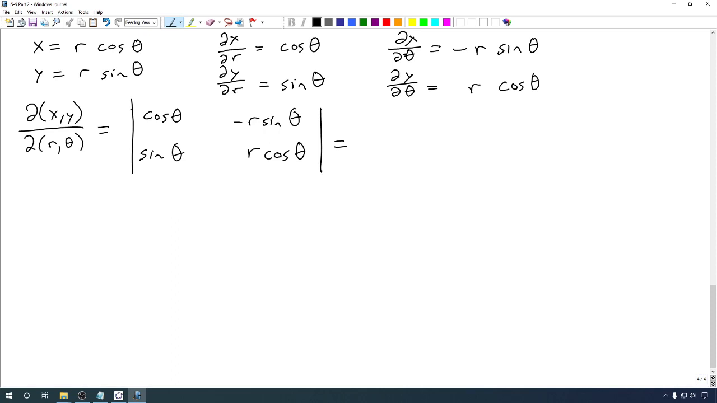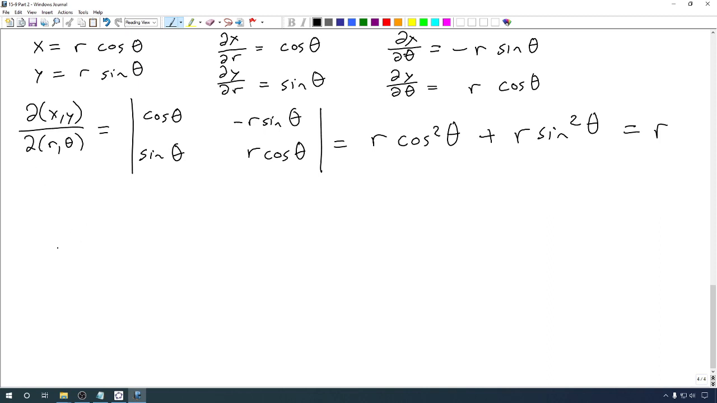When you take the determinant, again, you multiply along the diagonals and subtract the one here. So you're going to get cosine of theta times r cosine of theta, or in other words, r cosine squared theta. Then we're subtracting a negative, so we're adding r sine theta times sine theta, or r sine squared theta. Of course, we can go ahead and factor out an r. We have cosine squared plus sine squared, which is just 1. So that turns into r times 1, it turns into an r. The Jacobian of polar coordinates is r.